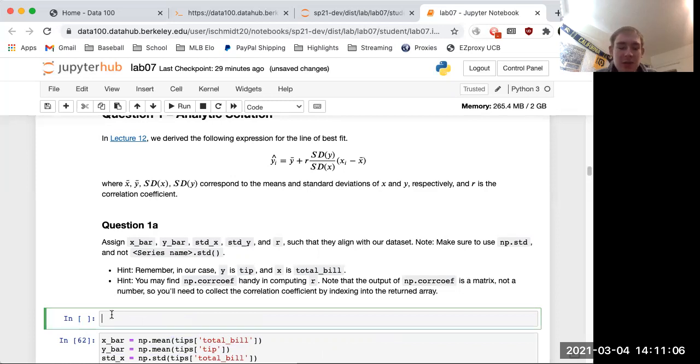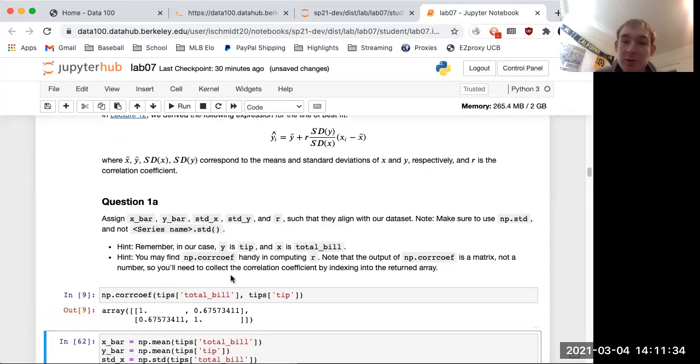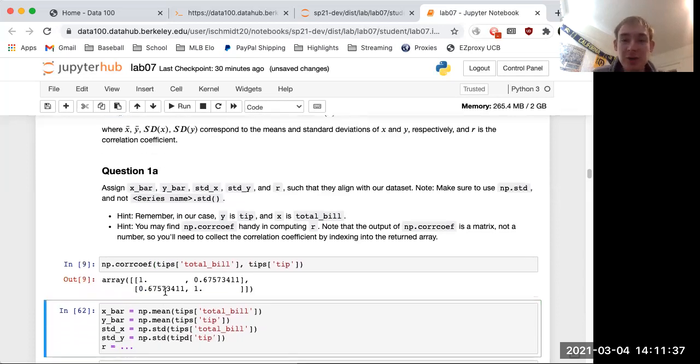And then to calculate the correlation coefficient, we're going to use np.corrcoef, as you may have seen in lecture. np.corrcoef can take in the x, which again is total bill, and y is tip. You can see, well, what does it return? It returns this two-dimensional matrix. It's a 2x2 matrix, and we see the diagonal values. The diagonal values are both 1.